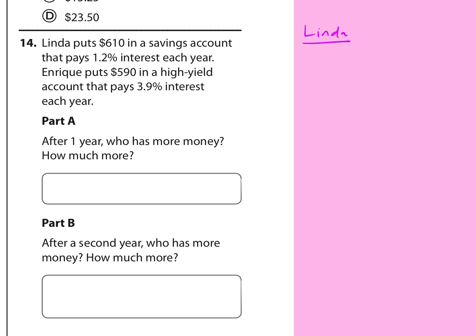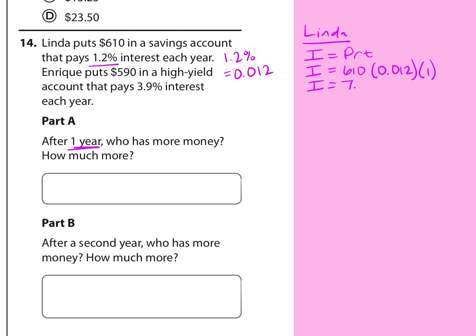We're going to start with our formula for simple interest, I equal PRT, where I is the amount of interest that it yields, the amount of money. P is the principal, in this case $610. R is the interest rate as a decimal, which is 0.012. And T is the amount of time in years, and we're talking about 1 year, so we'll multiply by 1, which of course doesn't change anything because we multiply by 1, it stays the same. When we multiply, we get $7.32.